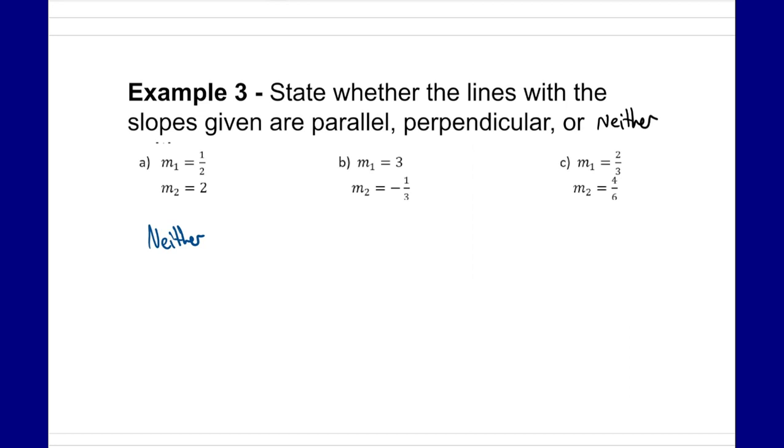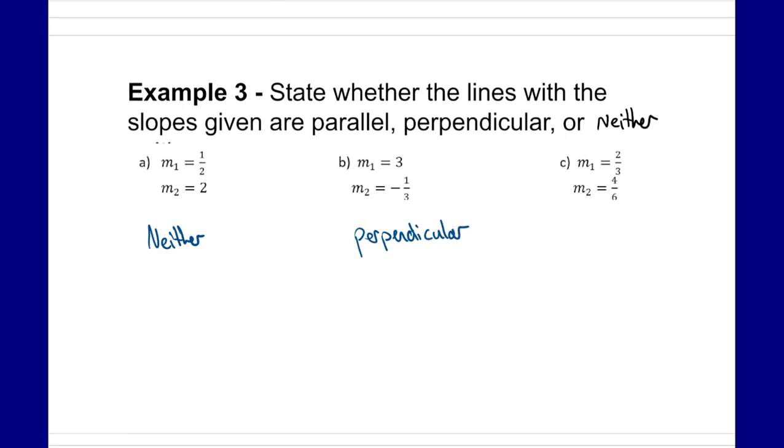For b, the first slope is 3. The second slope is negative 1 over 3. So we have a positive and a negative, which is good. We want to have one of each. And we see that they are reciprocals. They're flipped, right? 3 can be flipped to 1 over 3. So this means that these two slopes will be perpendicular.